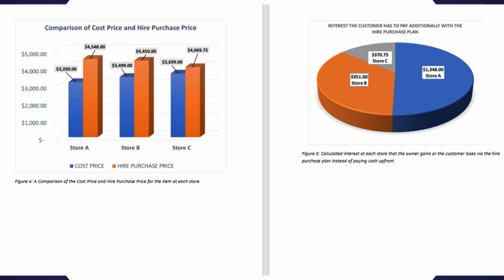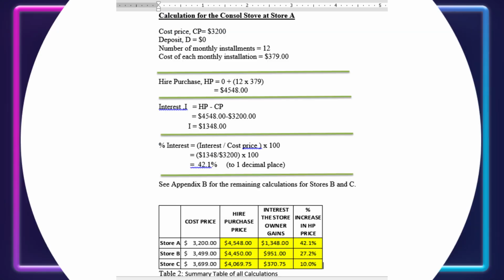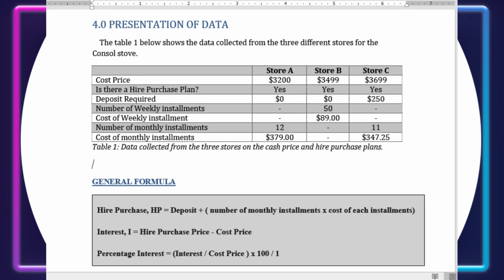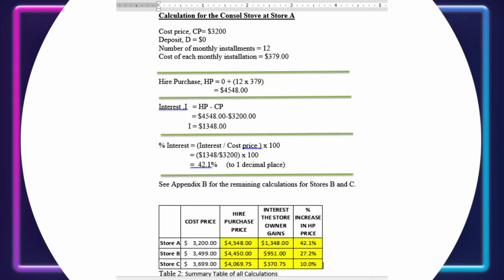used and correctly labeled. And finally, for 1 mark, the student must have in the presentation section appropriate mathematics concepts used to arrive at the results. All mathematical results must be presented using appropriate formulas. Some examples are mathematical mean, mode, range, area, volume, percentage profit and loss, hire purchase price, interest gained by the owner, and so on. Here in this hire purchase project, we see the sample calculations for Store A are clearly and logically shown. The formula was also provided. The remaining calculations are also attached in the appendices for Store A and B.